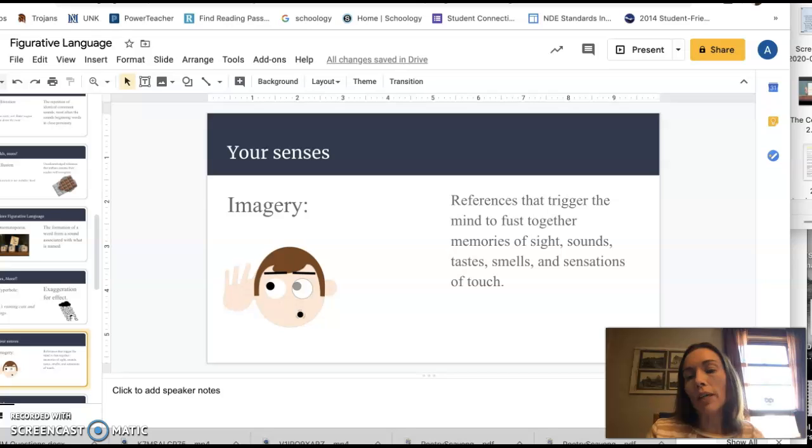And then we have imagery. Imagery is where I reference things that might trigger our mind to fuse together memories of sights, sounds, tastes, smells, sensations of touch. You've heard me talk about how important smell is to me. Like I have a soap that I order on Subscribe and Save, a Mrs. Meyer's soap, that reminds me of the floral sweet smell of my great grandmother. And so I specifically order that soap because it triggers a happy memory.